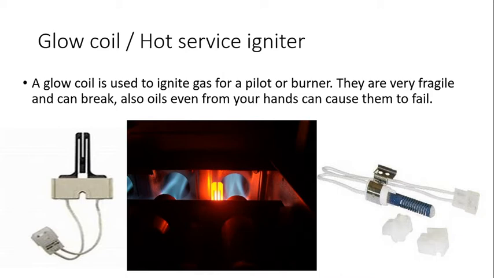and what it does is the system sends a power source to the glow coil, the hot surface igniter, and it gets red hot, and at some point the gas escapes through the pipes, hits the hot surface and ignites, and then there's a flame sensor that tells it when to shut off the glow coil. But there on screen are two different types, at least the most common two types.